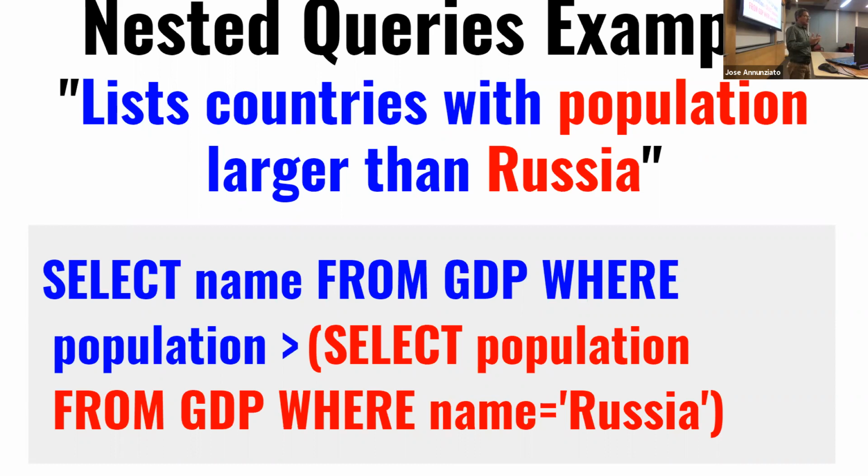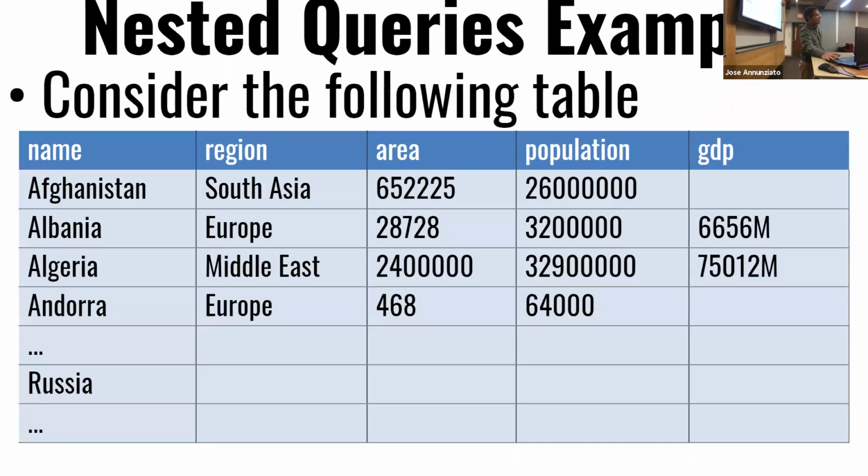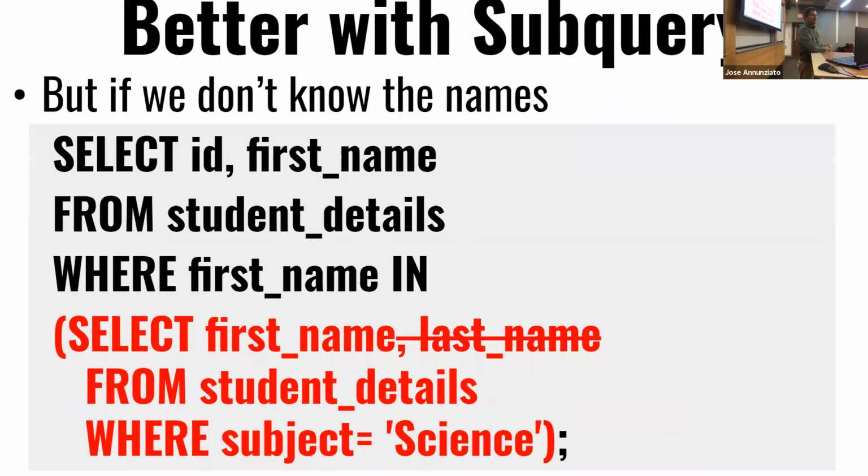So the inner one says, first I have to find out the population of Russia. That's the inner question. You select population from the GDP table where the name is Russia. So that gives me a single value. That's perfect because that's exactly what I'm comparing against. This greater than is expecting a single numerical value, and presumably population is coming back as a numerical value. Yes. This one.